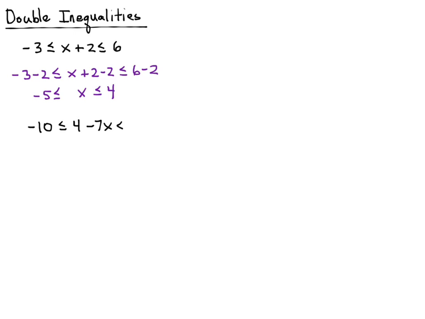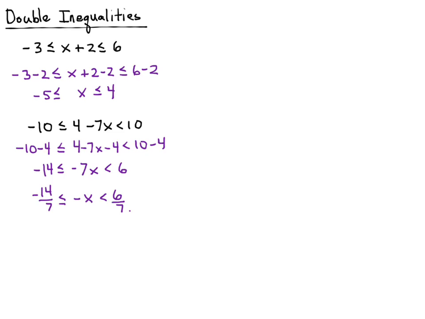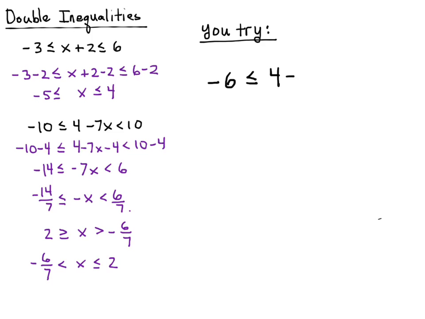Okay, here's another one where it's a little bit more complicated because I have a -7x in there. So the first thing I'm going to do is subtract 4. And then simplify that. And then what I'm going to do is divide by -7. Now remember, when I'm dividing by a negative number, I have to switch the direction of my inequalities. So here first I divided by 7, then I divided by -1. So I did it in 2 steps. You can do it in 2 or 1 if you like. And so they're reversed.